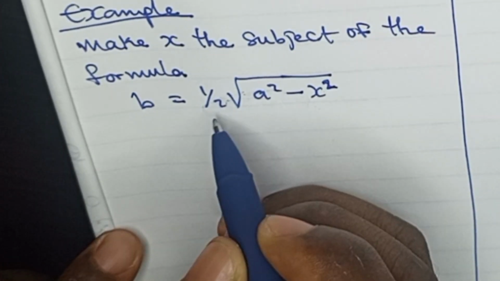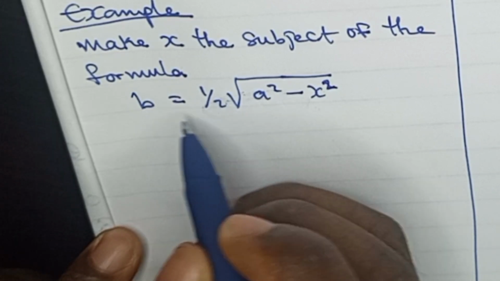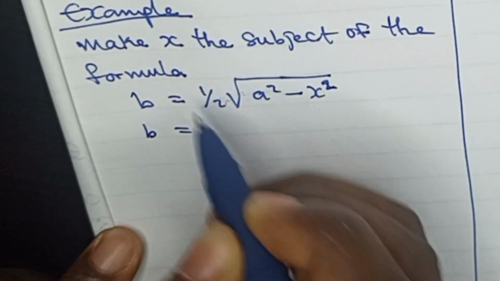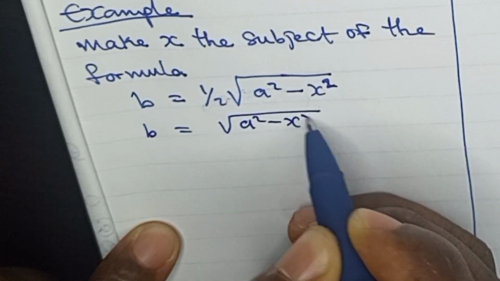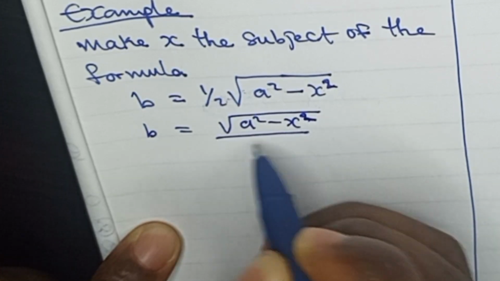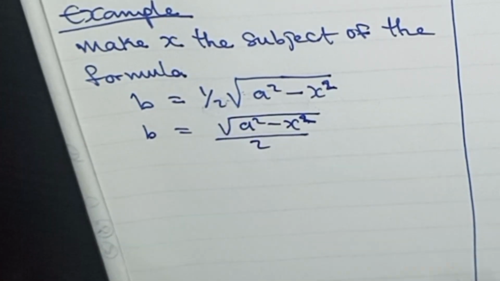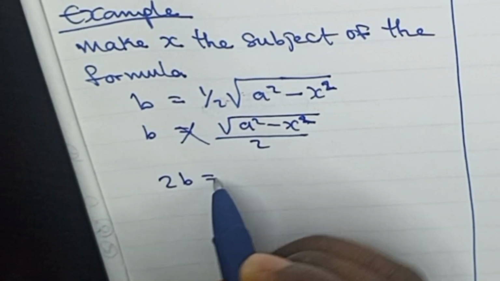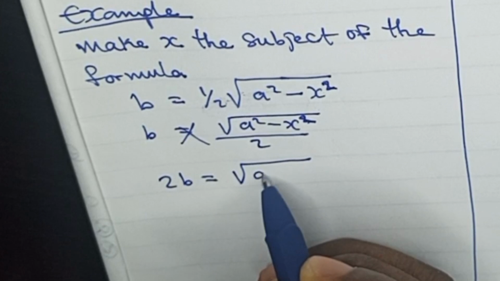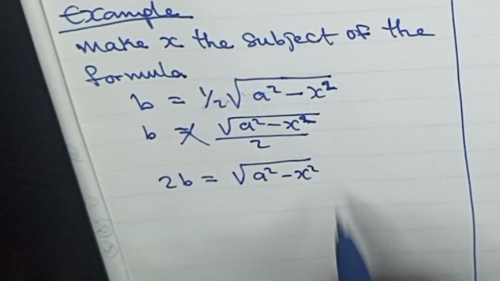So b, let's take this. B is equal to, this is still the same as what? Square root of a square minus x square all over 2. That's the meaning of this. So when we cross multiply, 2 comes to b, we have 2b equal to square root of a square minus x square.